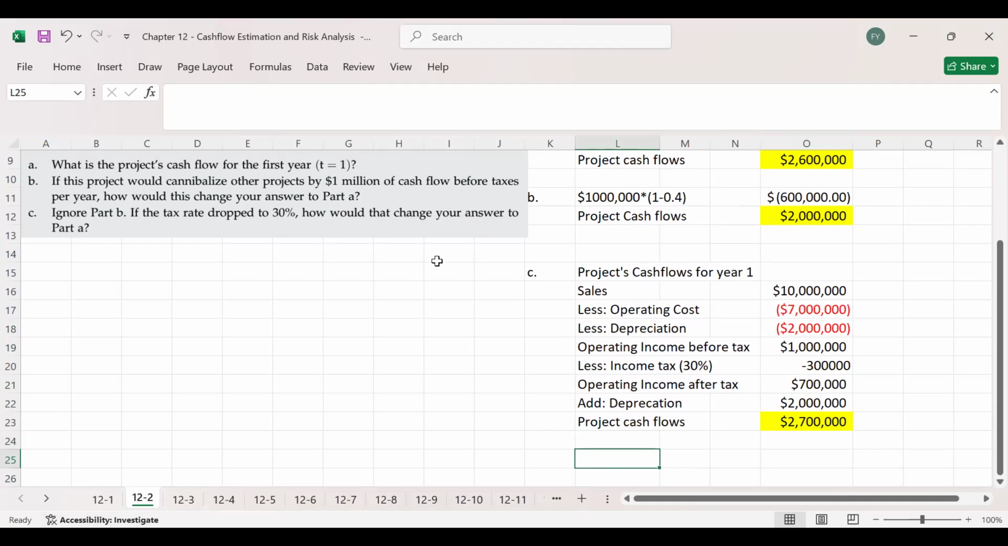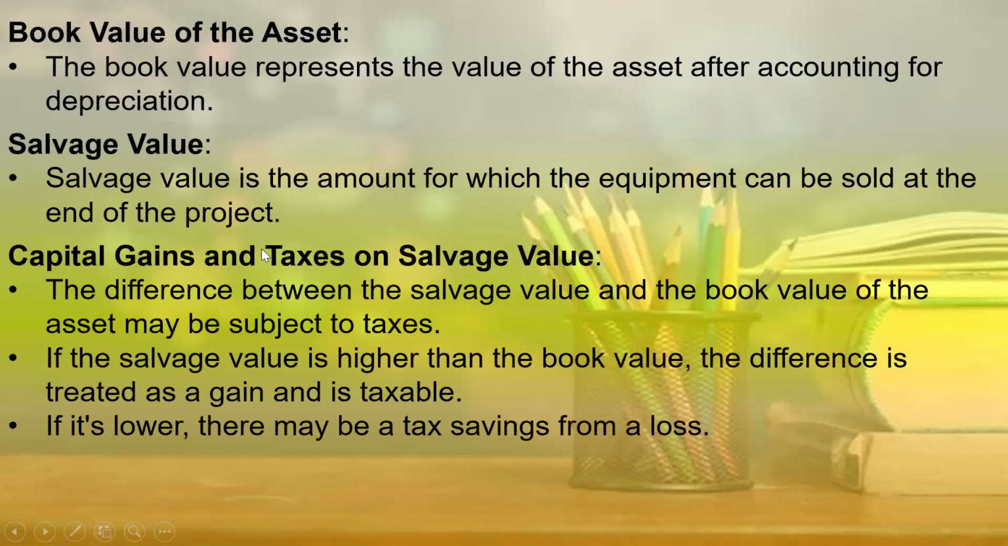So that's it for this problem. The next problem is related to salvage value, so we will discuss a few very basic concepts. Number one is the book value of the asset. The book value of the asset represents the value of the asset after accounting for depreciation. So from the cost, we deduct all the accumulated depreciation to get the book value of the asset.